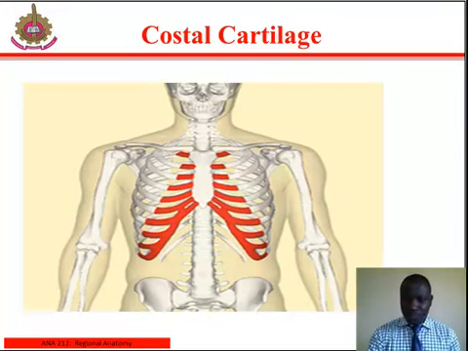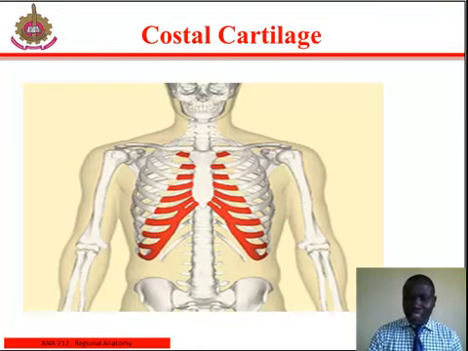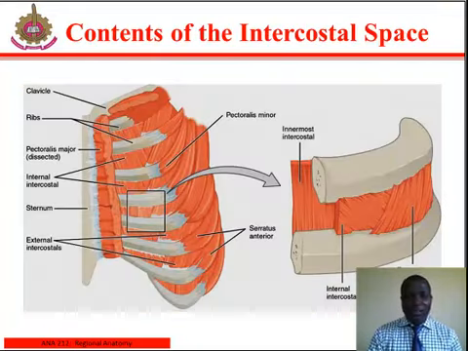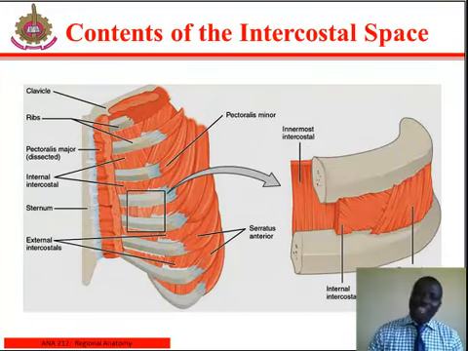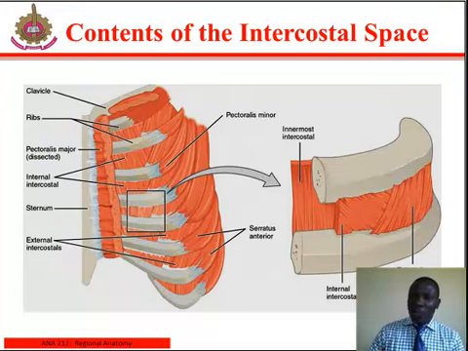Like the ribs, the costal cartilages vary in their length, breadth, and direction. Contents of the intercostal space. Intercostal spaces are occupied by intercostal muscles, vessels, and nerves. Let's start with intercostal muscles. Typical intercostal spaces contain 3 layers of intercostal muscles.